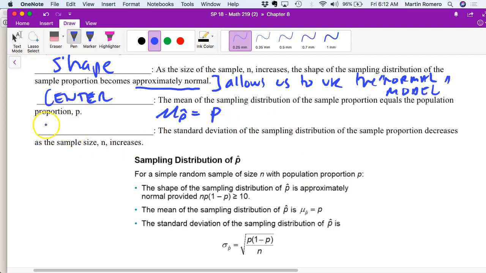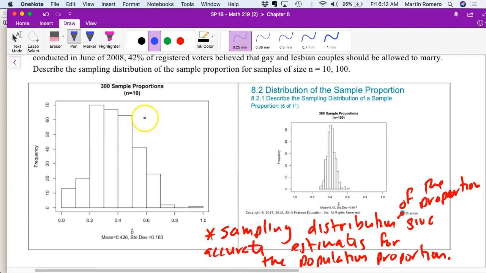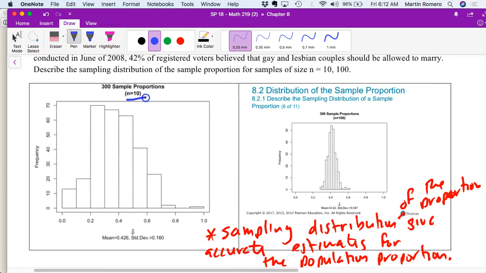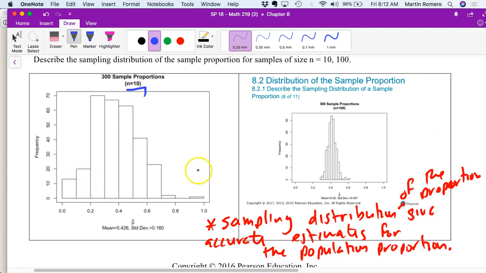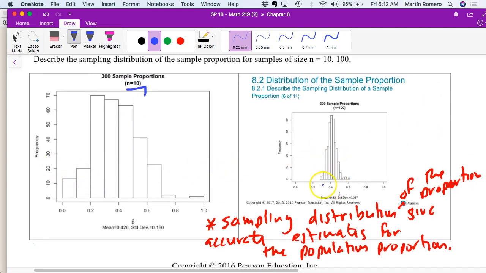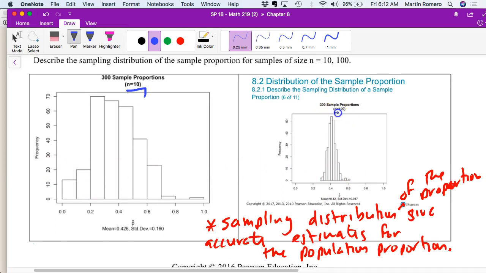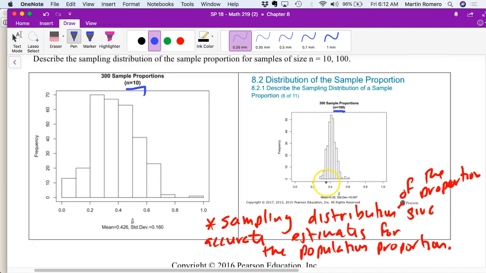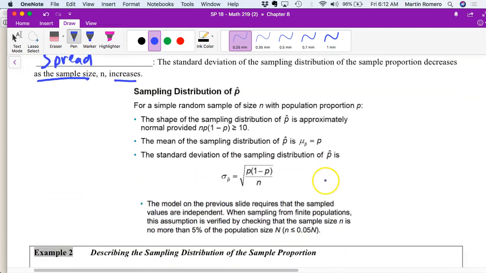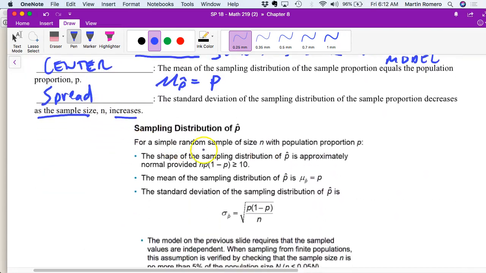And then the last piece is spread. The standard deviation of the sampling distribution of the sample proportions decreases as the sample size increases. Very important point there. As we had, n equals 10 is more spread out. Here, n equals 100, and it's not as spread out. They're very close together. And so we have that conclusion there.